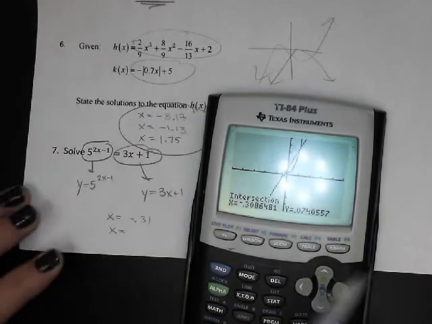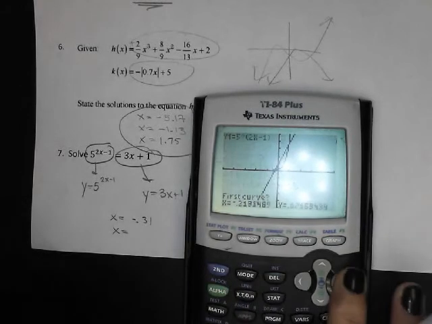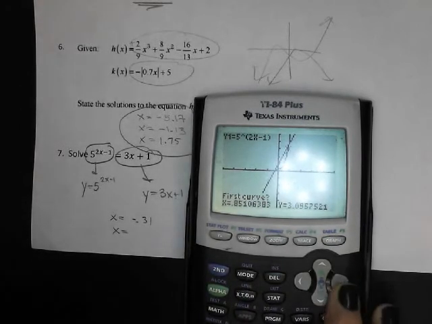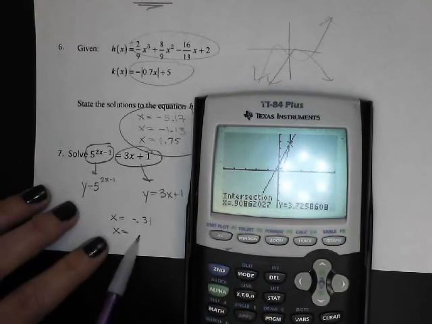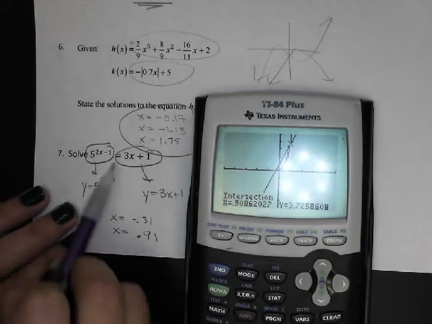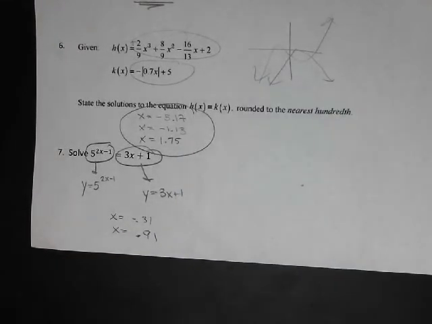I didn't say what to round to here, so I'll just do the nearest hundredth like we did on the last one. Second trace, intersect. Go all the way over here. Enter, enter, enter. 0.91. Because our solution is only the x-coordinate. And that is your review of systems.